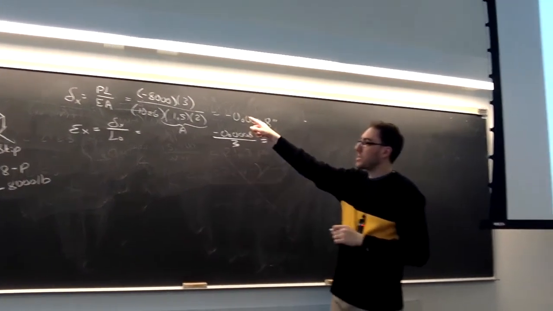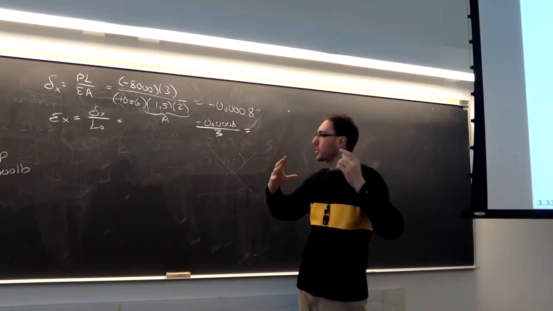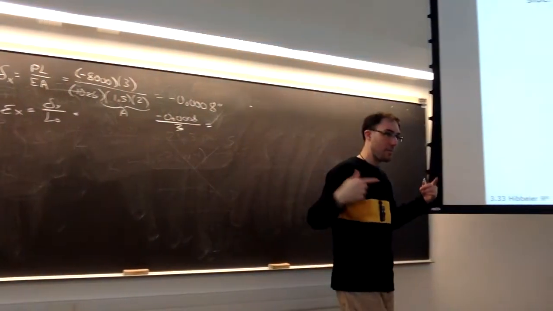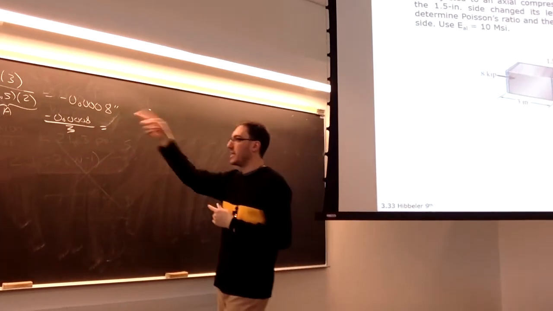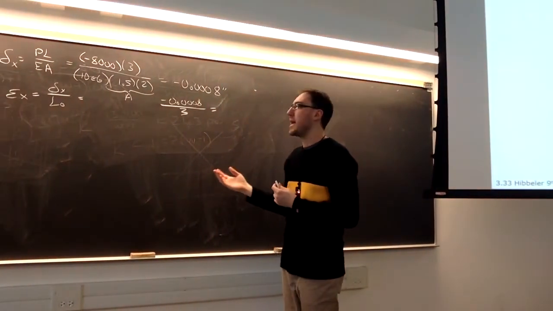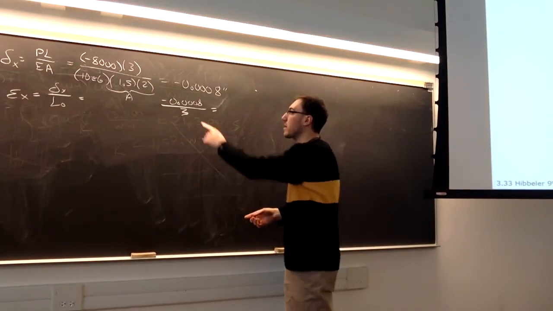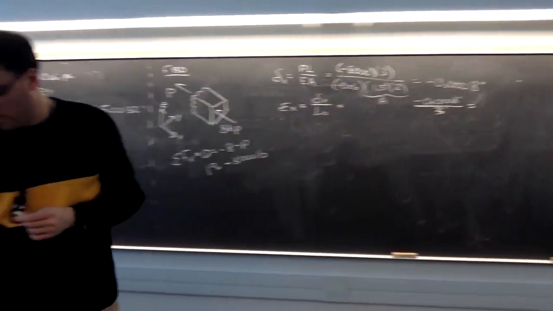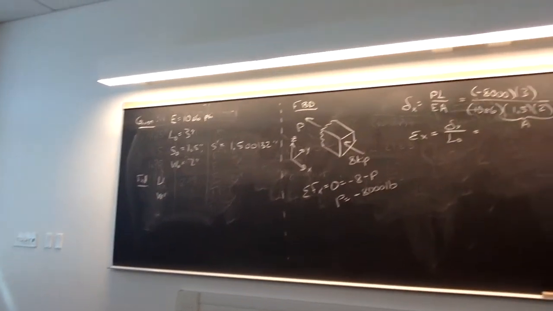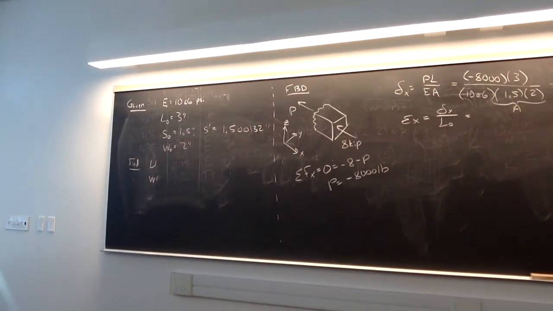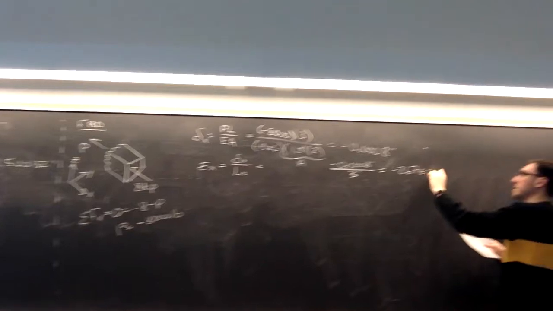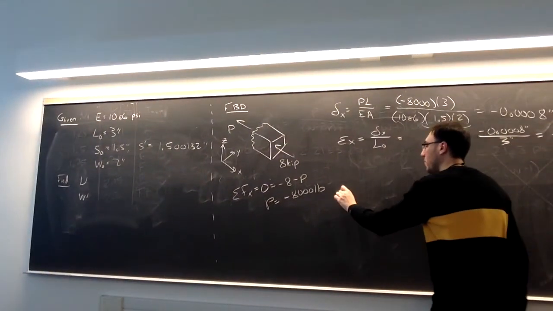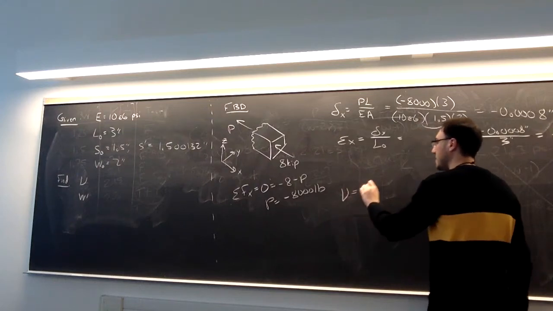We want to double check the sign here. It's in compression. We're squishing it together. We should expect it to get smaller along the direction that we are applying this compressive load. So the delta is negative. We should also expect a negative epsilon in that direction. These are both in inches. The strain in the x direction, to 3 digits, we get a negative 267 times 10 to the negative 6 inches per inch.